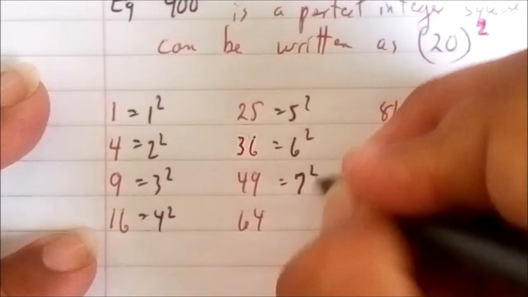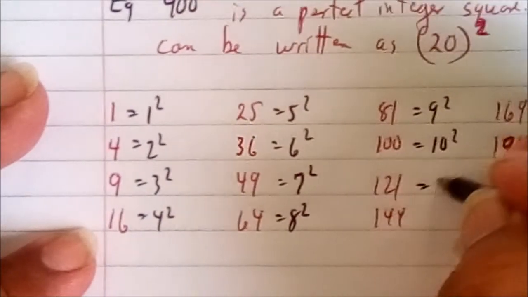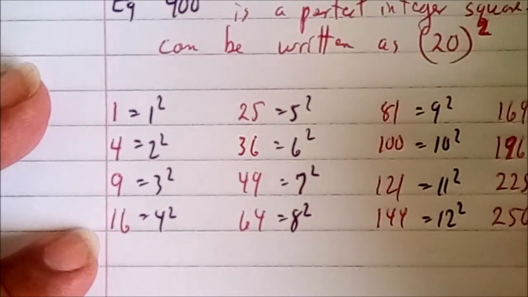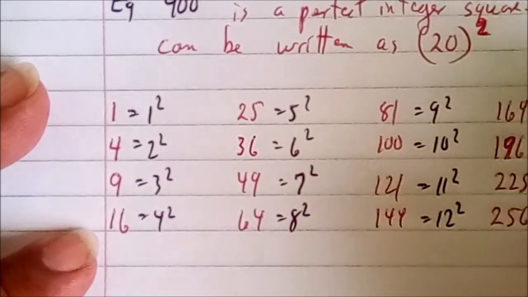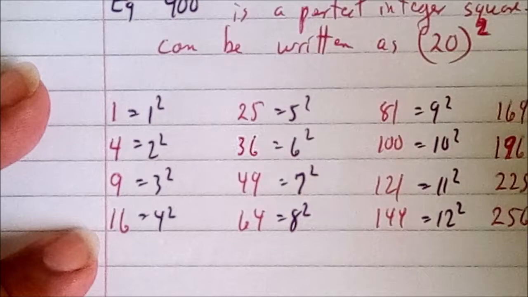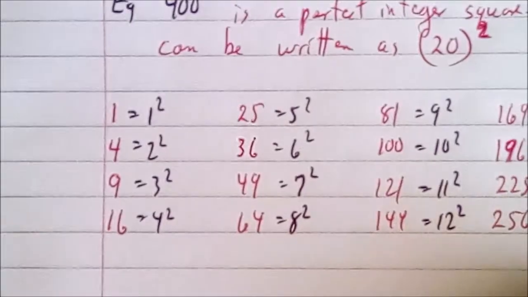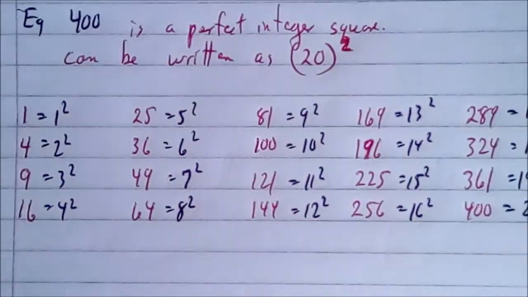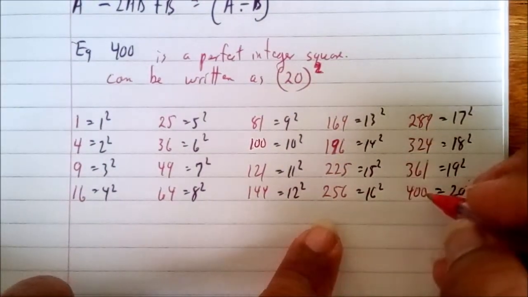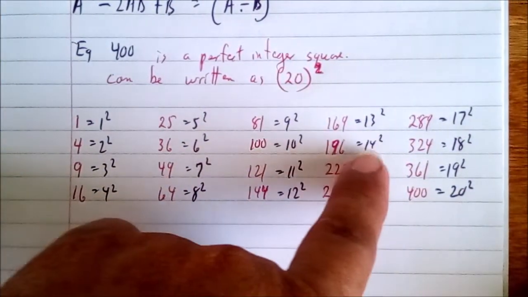squared, 7 squared, 8 squared, 9 squared, 10 squared, 11 squared, 12 squared, 13 squared, 14 squared, 15 squared, 16 squared, 17 squared, 18 squared, 19 squared, and 20 squared. Sorry about that, I zoomed out too much. Zoom in again. So those numbers can be written in that form. Once you see these numbers, you should know that they are perfect square numbers.